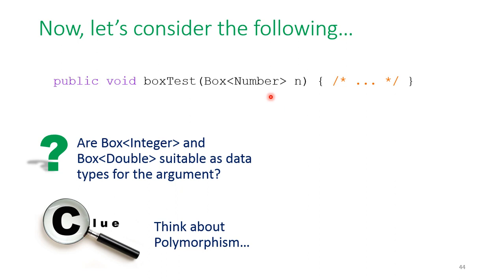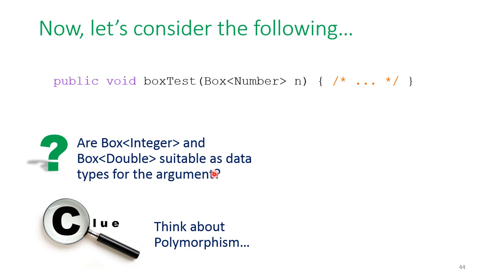And intuitively, well, a box is a box, and let's say a number is a superclass of integer. So if we think about polymorphism, yes, that should fit right in. Okay. Same way, if we are trying to pass an effective parameter, also known as an argument, when calling the box test method, and we make this argument of type box of double.